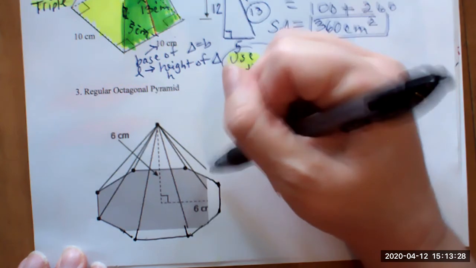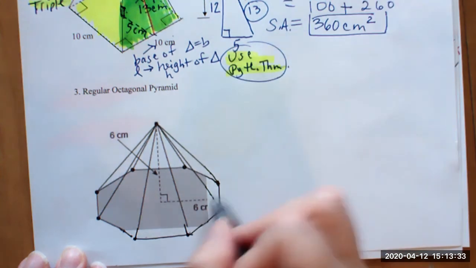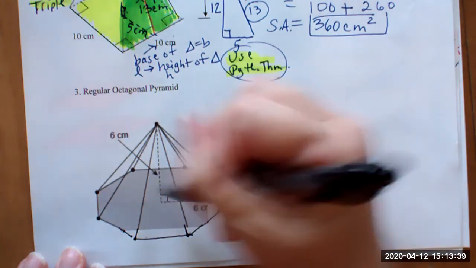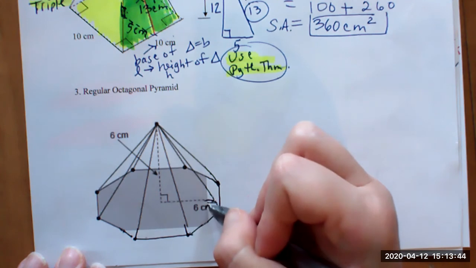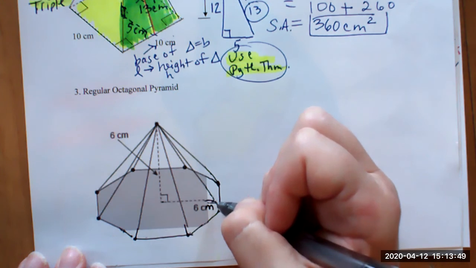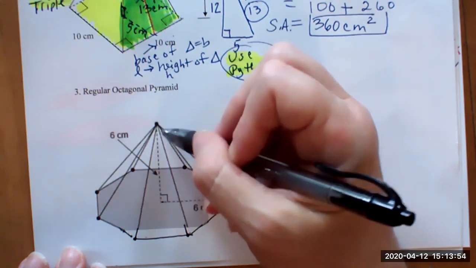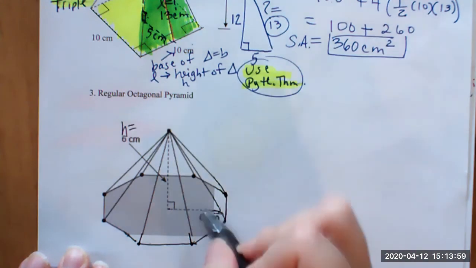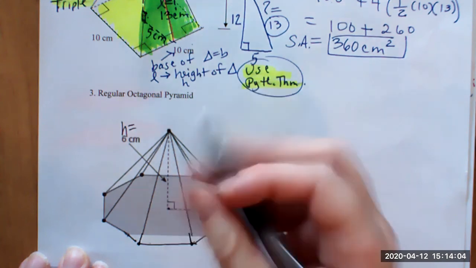So you've got here and here, and we're going to continue this. This is 6 centimeters here. It's the distance from the center of the octagon to the side of the octagon. So you can see that the height of this pyramid is the same as the distance from the center of the octagon to the side of the octagon.